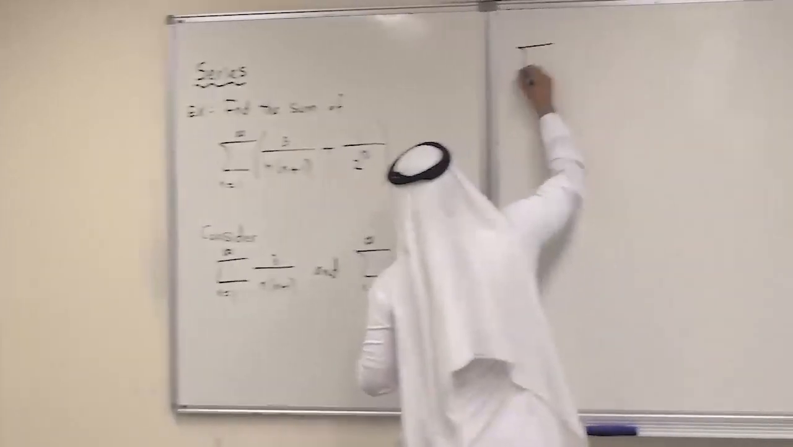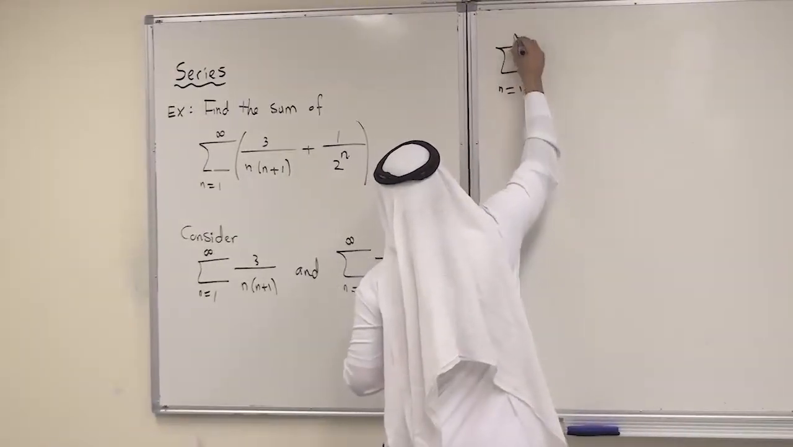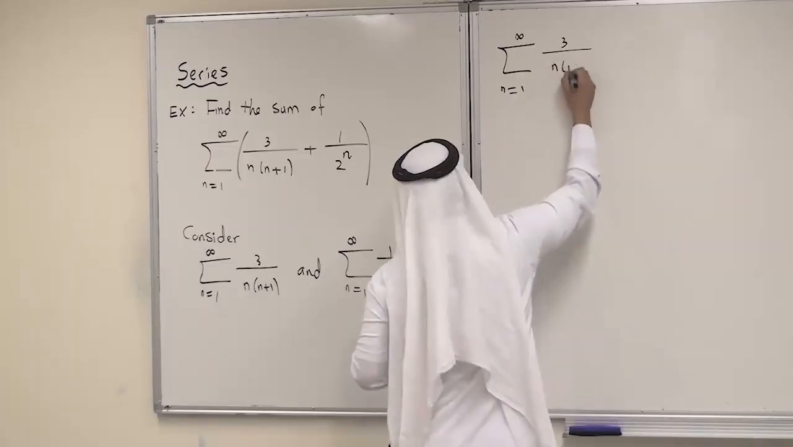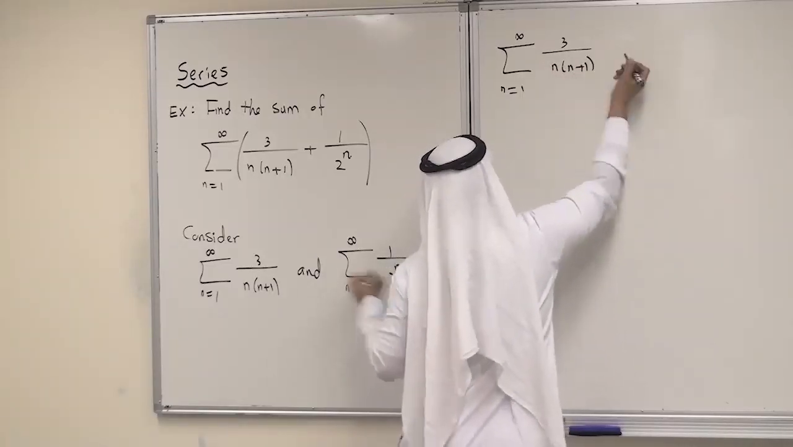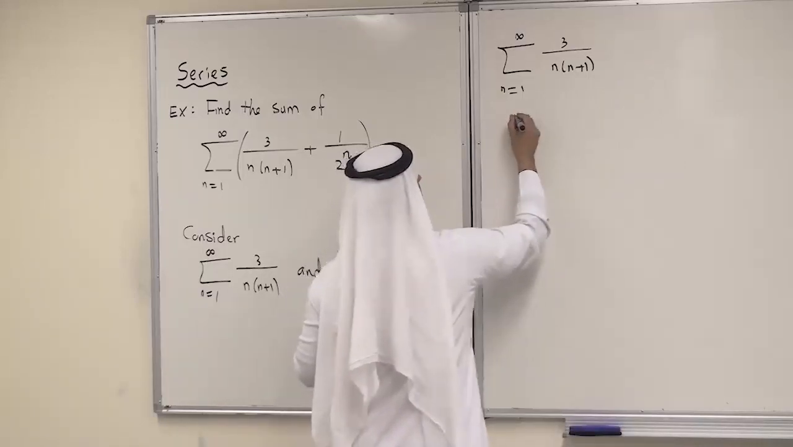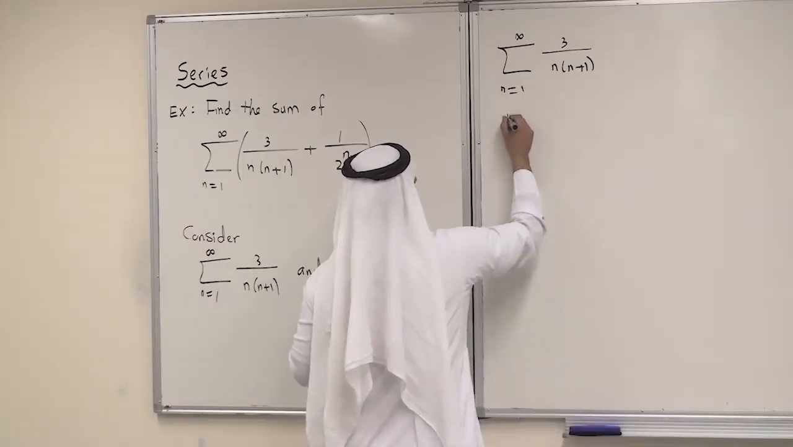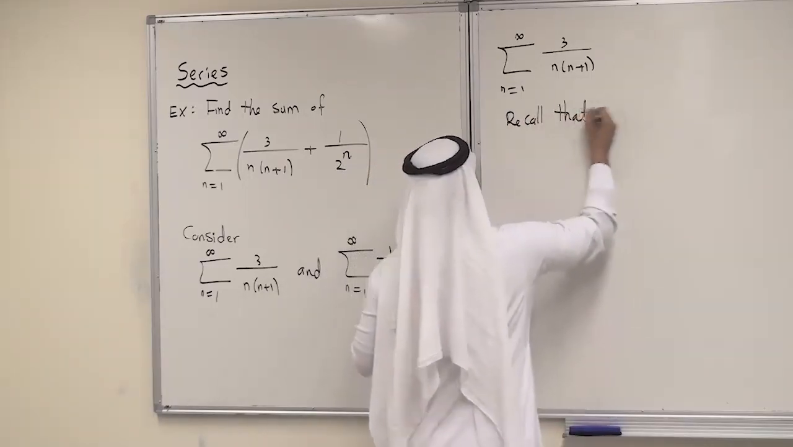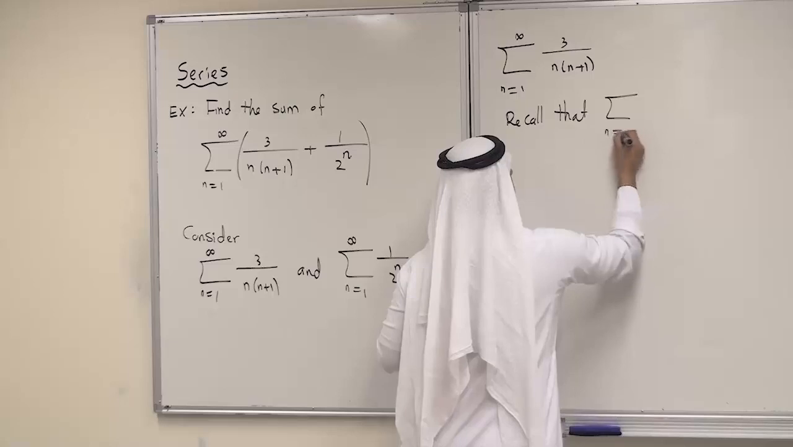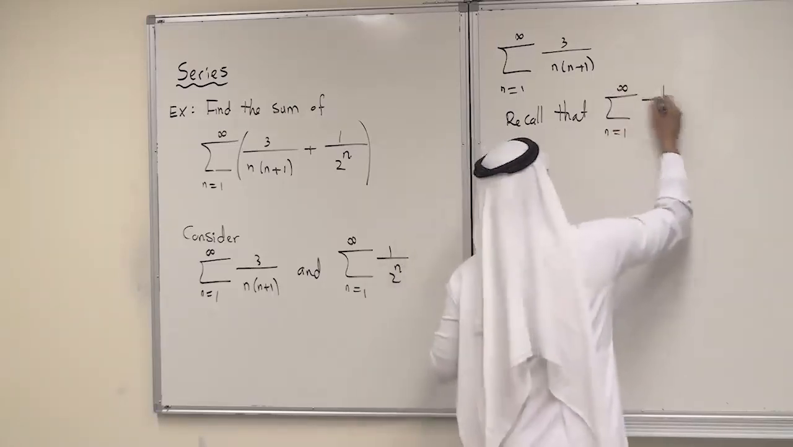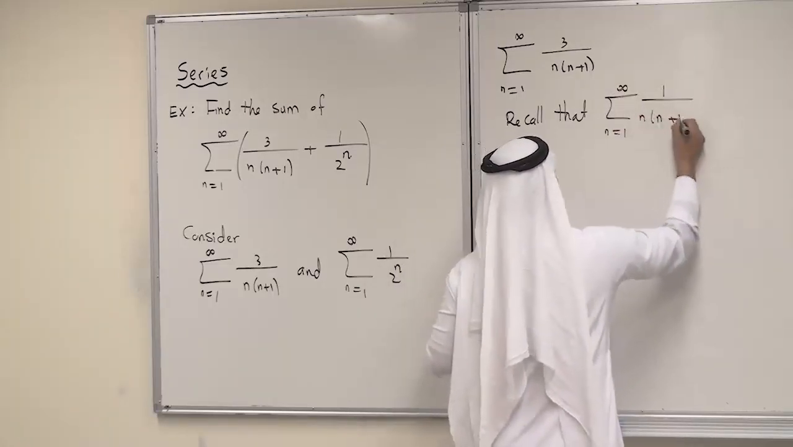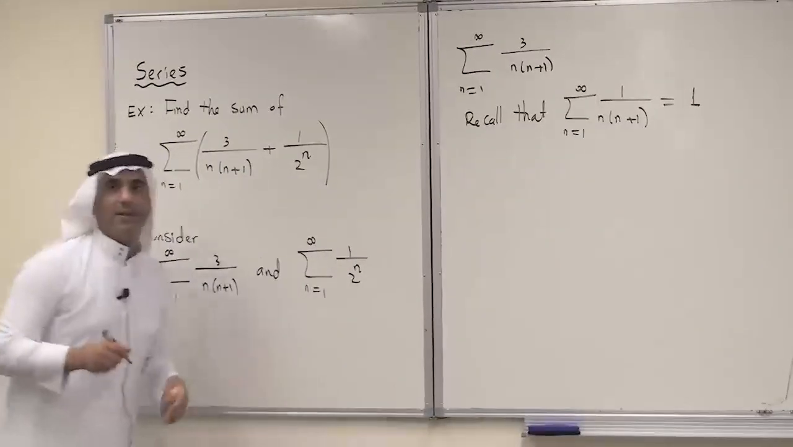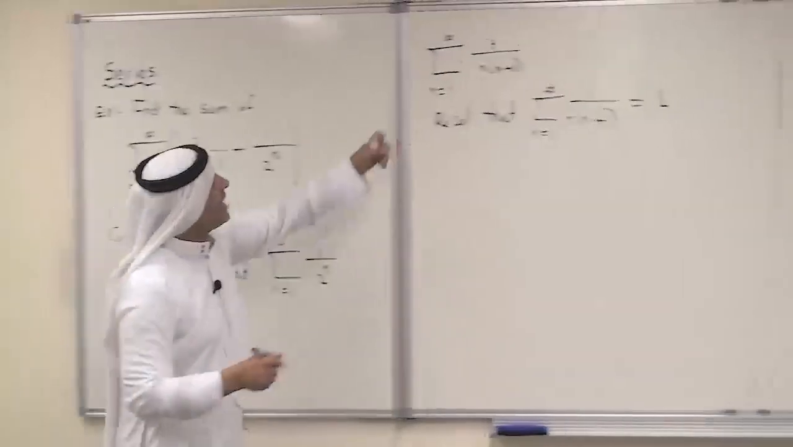Now, let us see, for example, the series n equal to 1 up to infinity, 3 over n plus 1. We did this example before. Recall that we discussed the series n equal to 1 up to infinity, 1 over n plus 1. This is a telescoping series, and we found its sum is equal to 1 from our previous example. So what can you say about this?